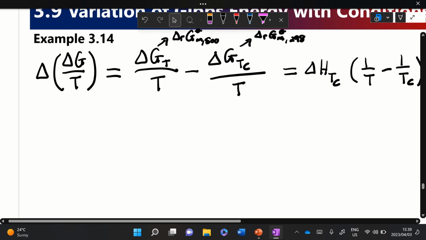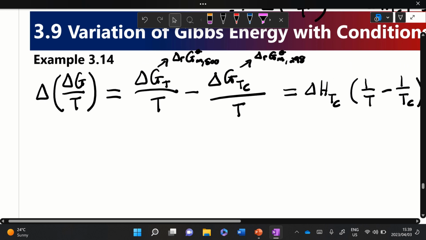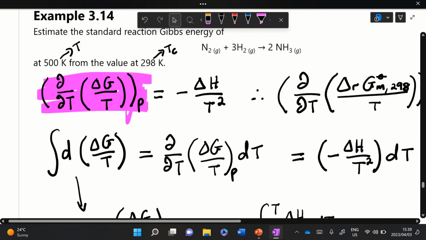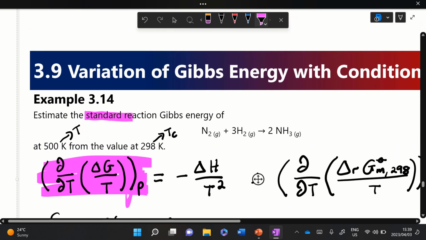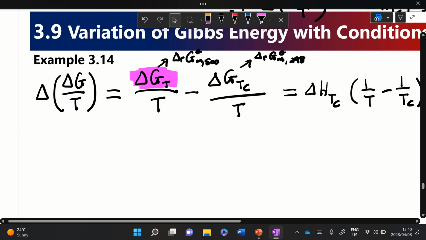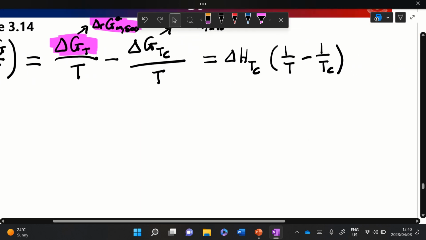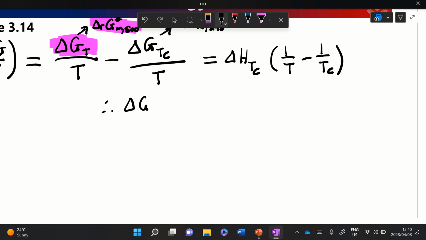And then we just want to get an expression to calculate this value, because we're interested in this one. That's what we're asked, to estimate the standard reaction Gibbs energy at 500 Kelvin, because that's exactly what this is. So we just want to get that alone. In other words, we multiply everything through by T, so then we get delta G T minus delta G Tc is equal to delta H Tc.